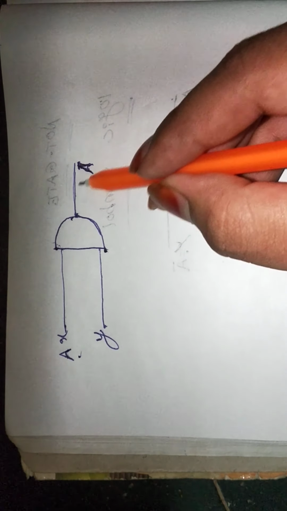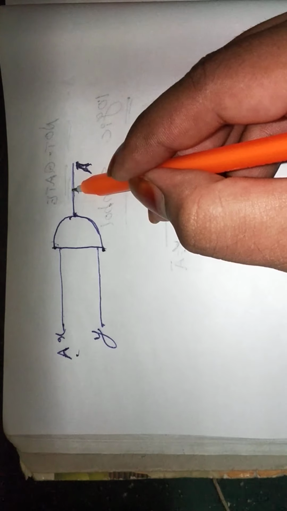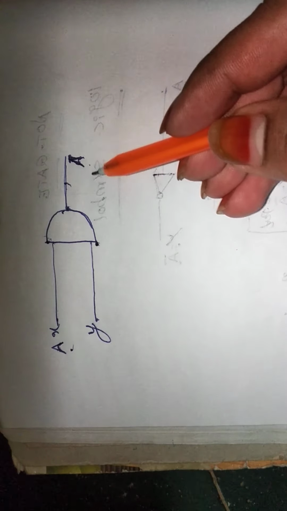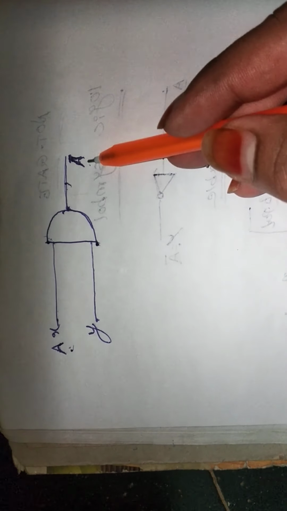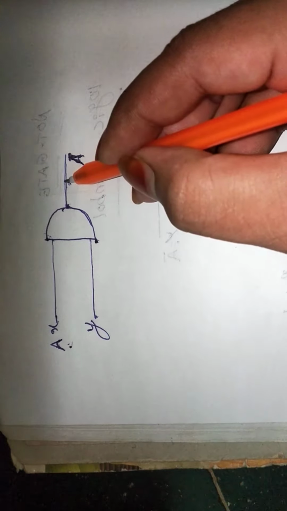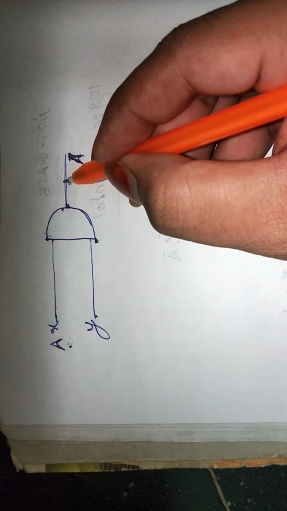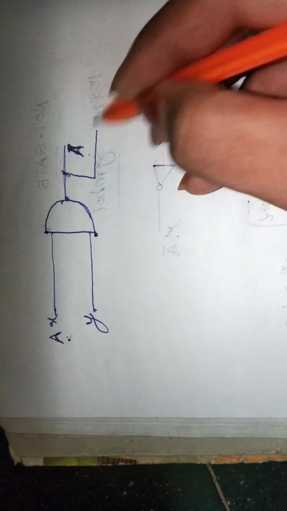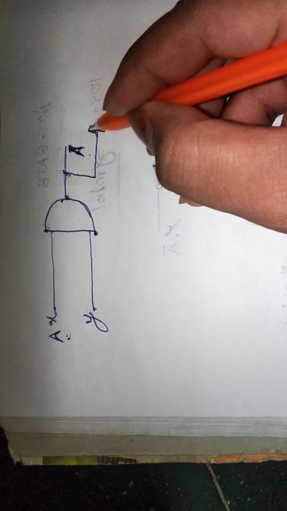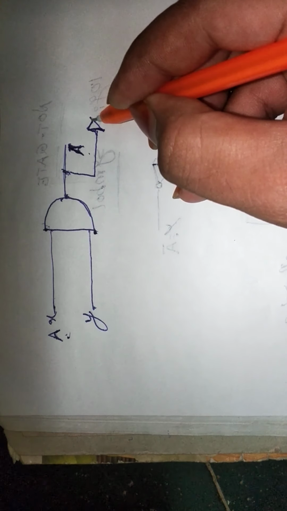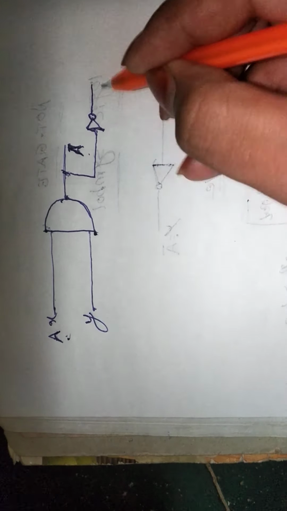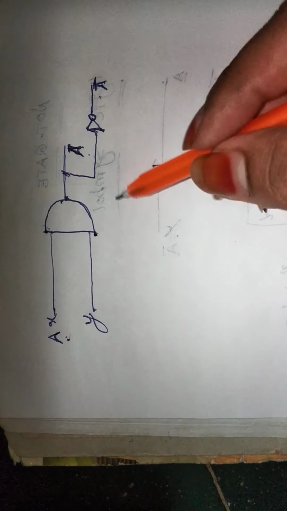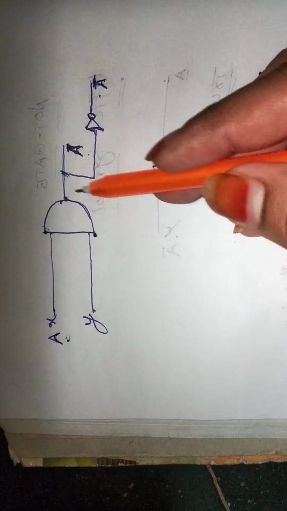Then we want A bar. The output will be A, input equal to output, but we want A bar, so we add the NOT symbol at the output of the AND gate, then it will be transferred to A bar, the complement of A. This is another use of the NOT gate.